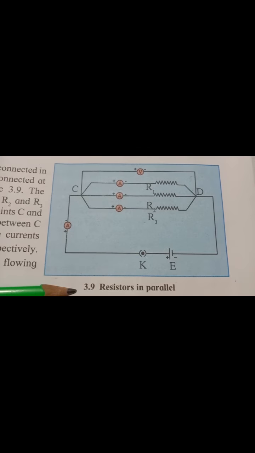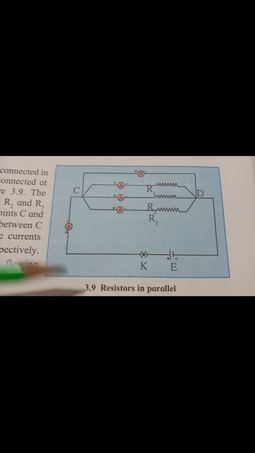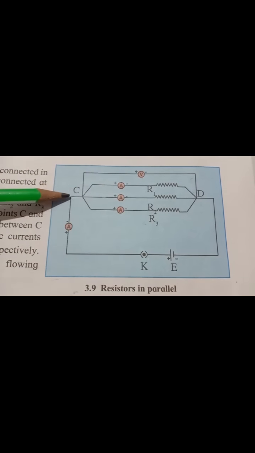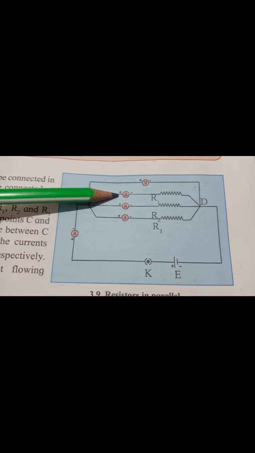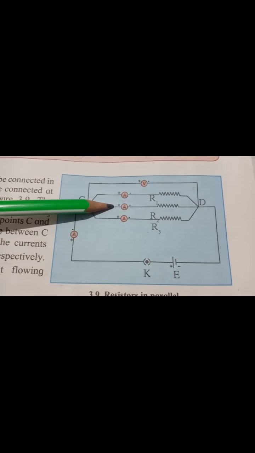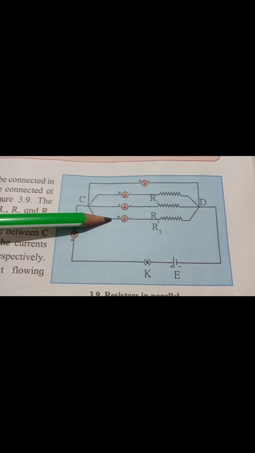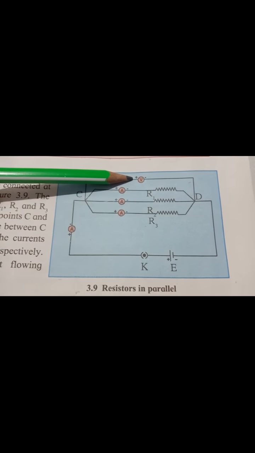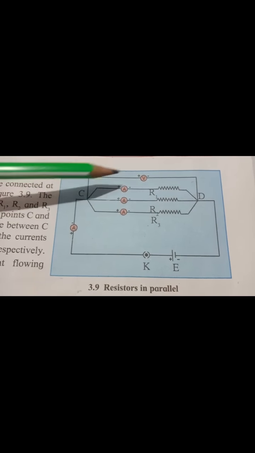Using Ohm's law, resistors can be connected in one more way, that is resistors in parallel. So here three resistors R1, R2, R3 are connected between the points C and D parallel to each other. I1 is the current flowing through R1, I2 is the current flowing through R2, I3 is the current flowing through R3. By using these ammeters, we can measure the current I1, I2 and I3. This is a voltmeter which can be used to measure the potential difference across the circuit.